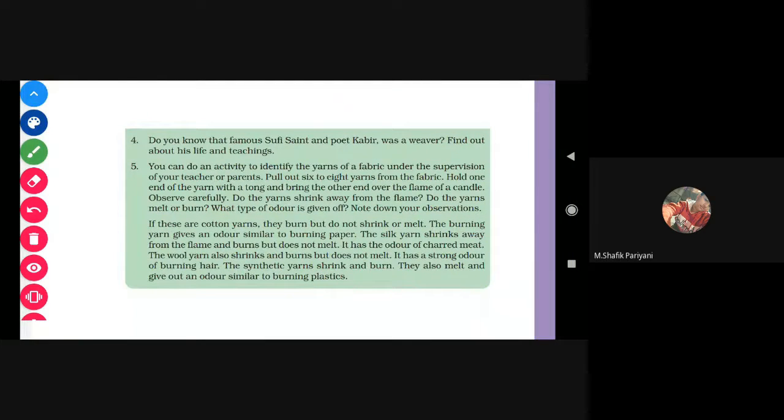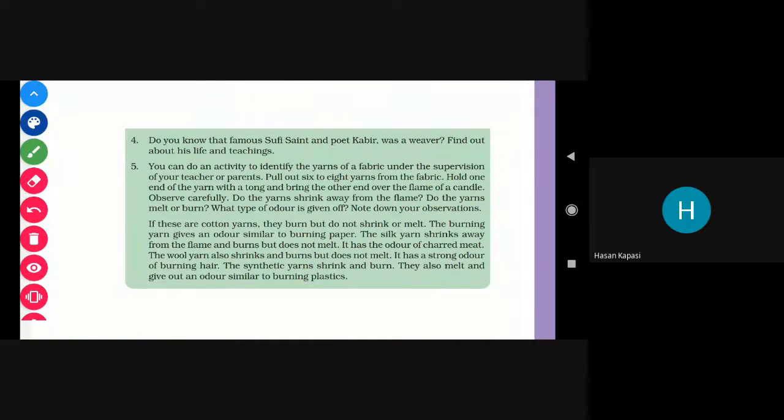Okay, I am giving you a task. The next lecture is on Thursday. And if anybody has done that task, I will let him speak on video call. You have to find out about the Sufi saint and poet Kabir. Kabir was a weaver, and you need to find out about his life and about the teachings which he taught us. Will you be able to do that?